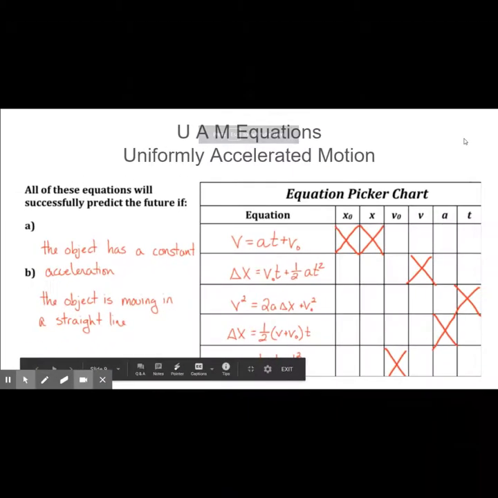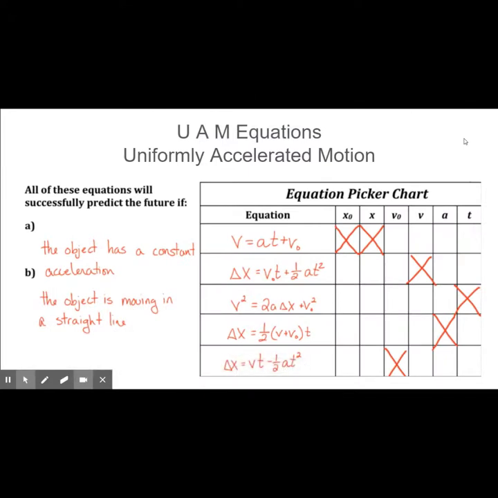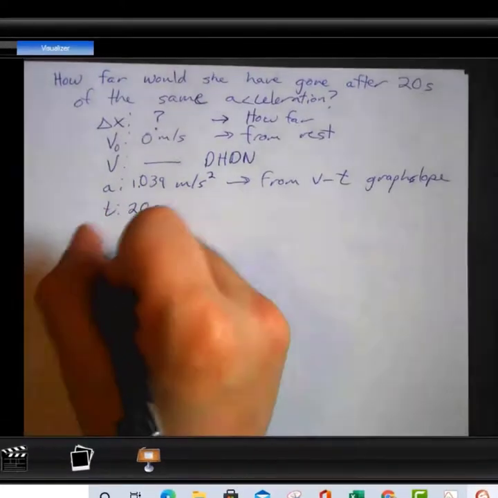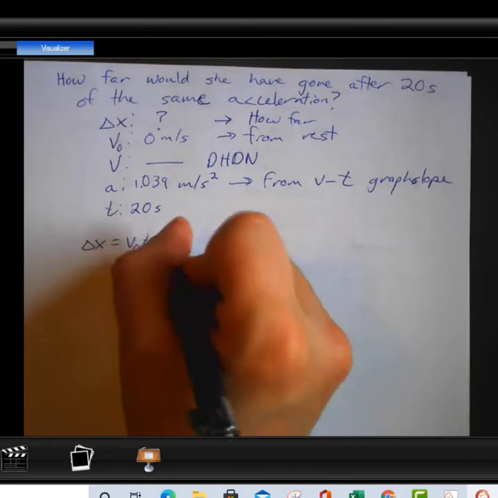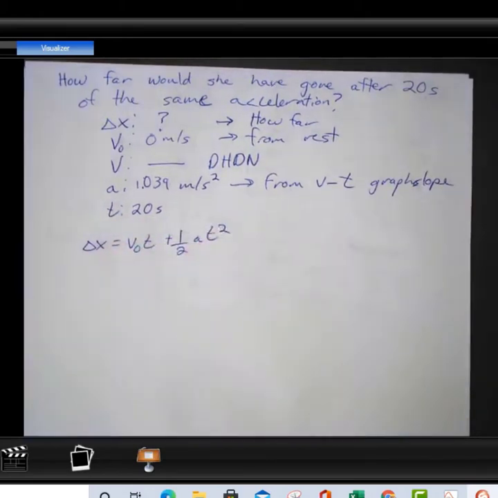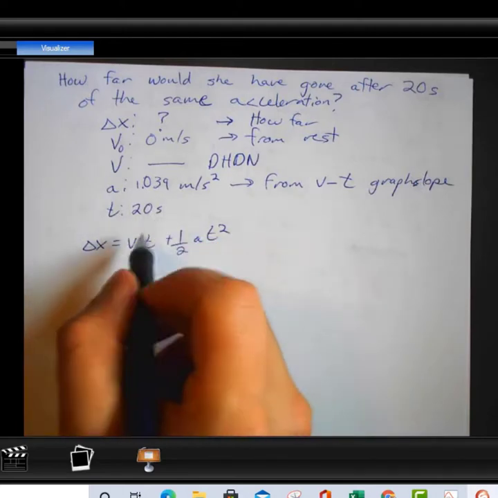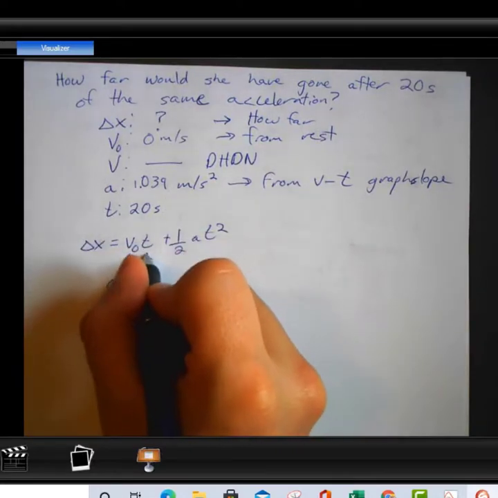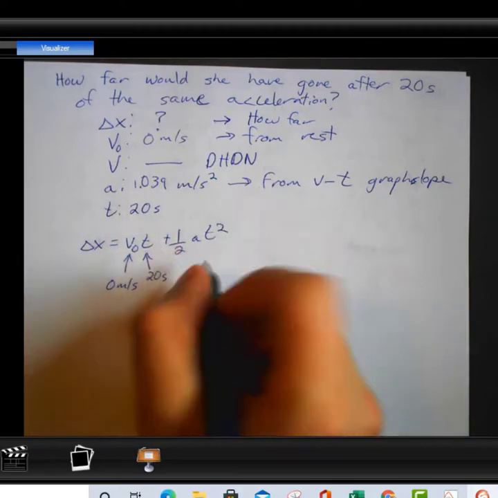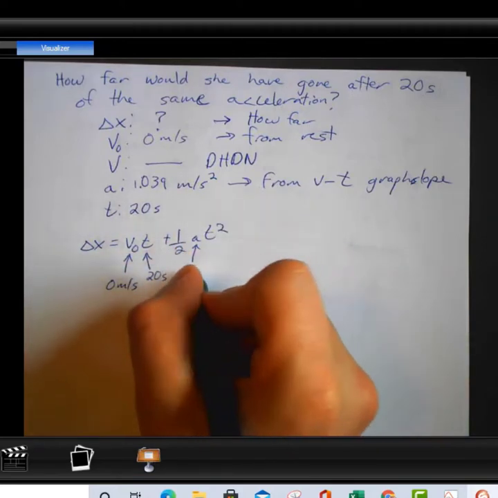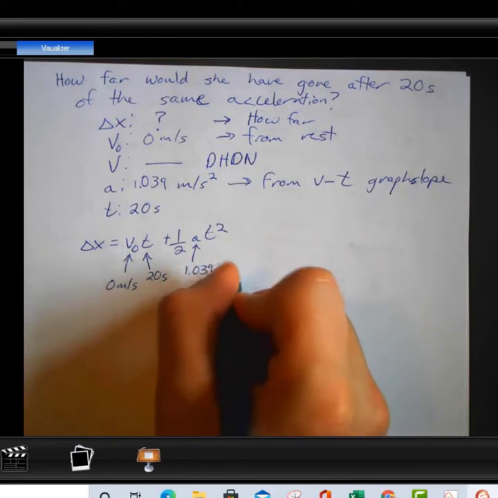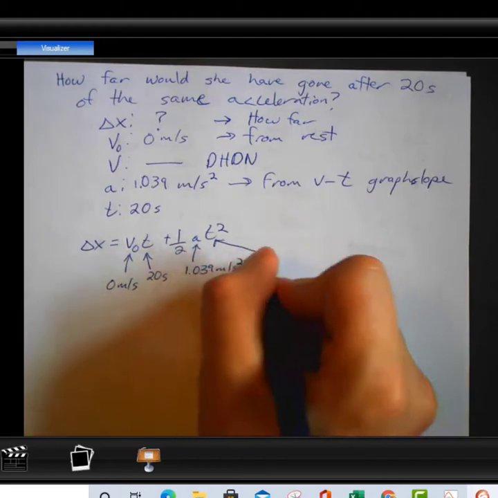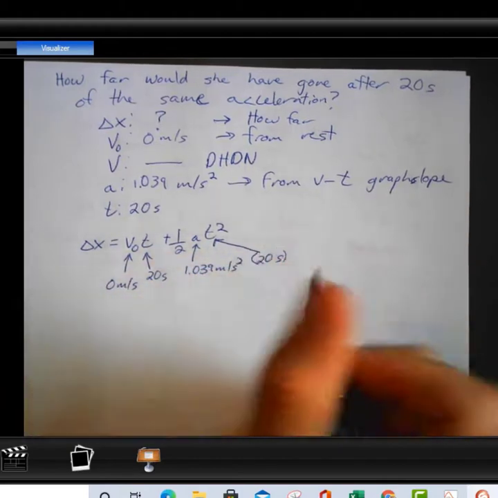We're going to go to our equation picker chart. We don't have and don't need our final velocity, so we're going to use that second equation, delta x equals v naught t plus 1/2 at squared. Delta x equals v naught t plus 1/2 at squared. We are going to plug in the things that we know that are our givens. We have 0 meters per second. We have a time of 20 seconds. We have an acceleration of 1.039 meters per second squared. And we have a time of 20 seconds. I'm going to put it in parentheses so you remember to do something with it.